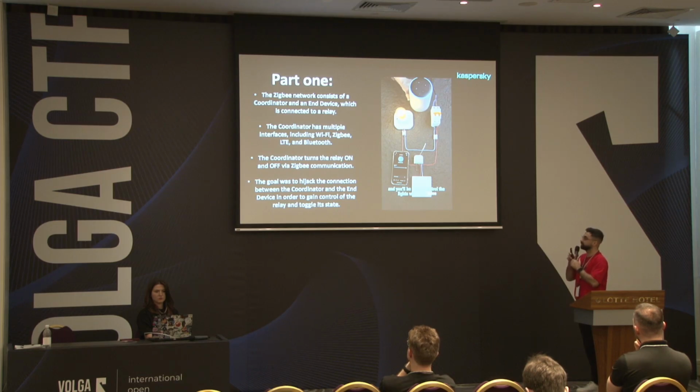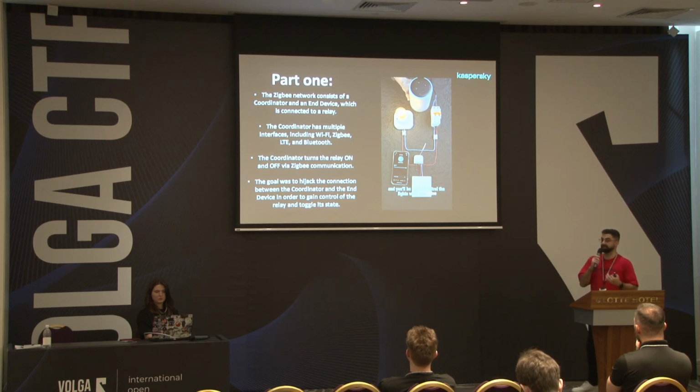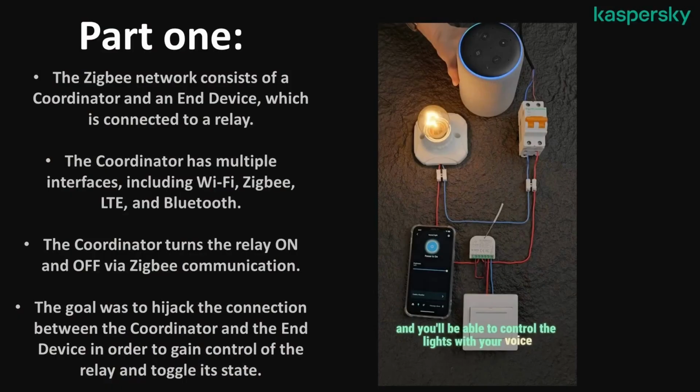Now, one customer came to us and said, I have this ZigBee set. I have a ZigBee coordinator that's connected through ZigBee, of course, to an endpoint, and this endpoint is connected to a relay. The customer was able to toggle the state of the relay using ZigBee communication. The coordinator had multiple interfaces like Wi-Fi, Bluetooth, LTE, and many more. Our goal is to hijack the communication between the coordinator and the endpoint, inject some ZigBee packets, and take control of the relay, to turn it off and turn it on.